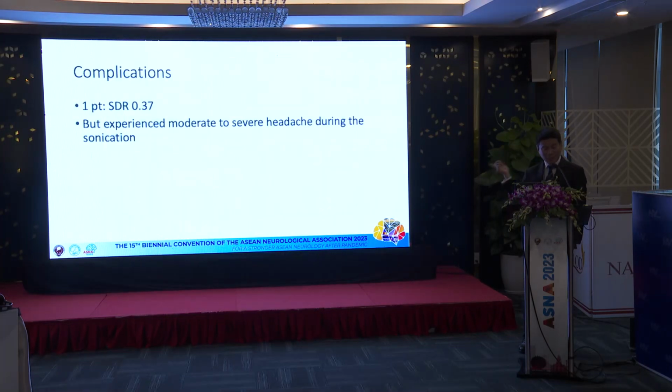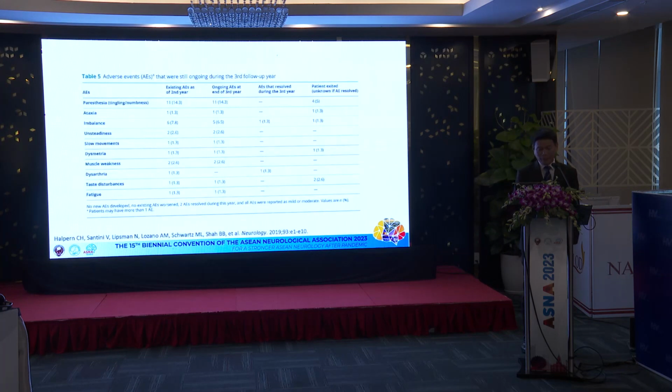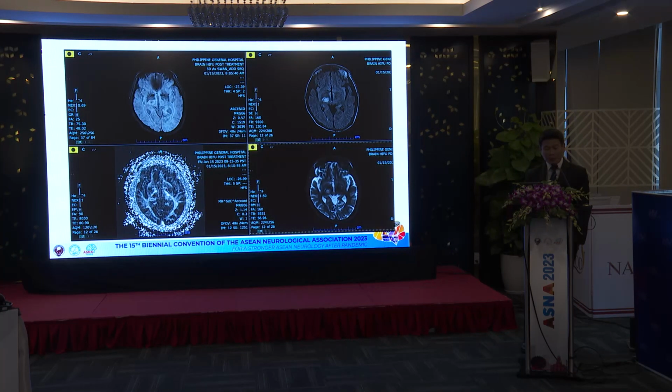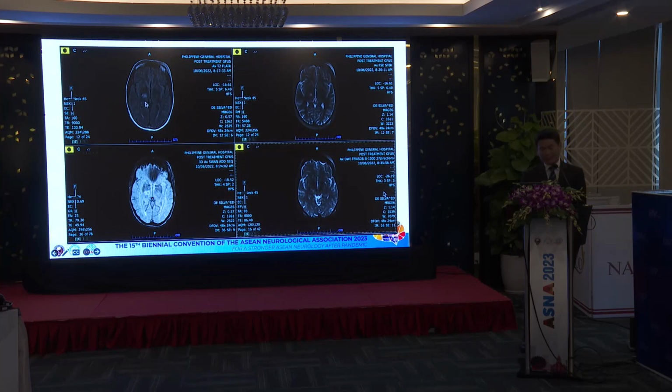So this particular patient experienced moderate to severe headache during the sonications. The skull density ratio is 0.37. So we want a higher skull density ratio at about 0.45. Same thing, the side effects in some papers would be paresthesias, ataxia, imbalance, unsteadiness. We had 2 patients who complained of weakness of the extremity. And when we did the post-op MRI, the lesion was actually a little bit bigger than we hoped it would be. So we started dexamethasone, and over time, the patient actually improved. I think it's partly the swelling, the edema, so it's a little bit big.